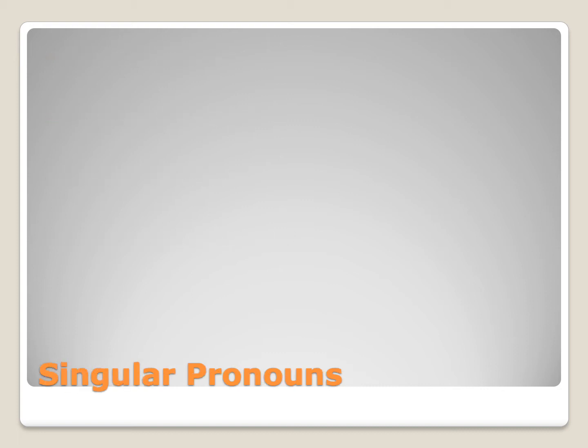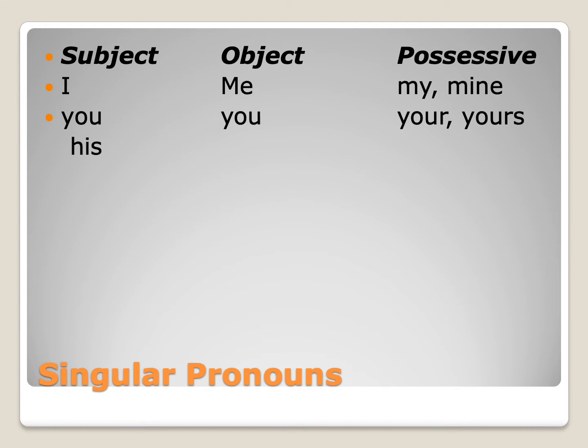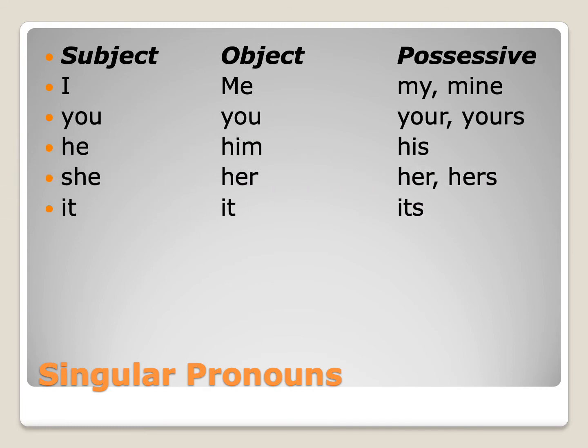All right, here are the different pronouns. I'll give you a second to kind of copy them. So the subject pronouns are I, you, he, she, it. Object pronouns are me, you, him, her, it. And the possessives are my, mine, your, yours, his, hers, its. All right. You should be familiar with all of those.